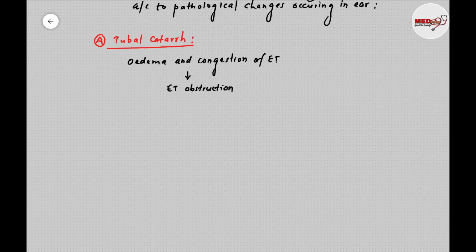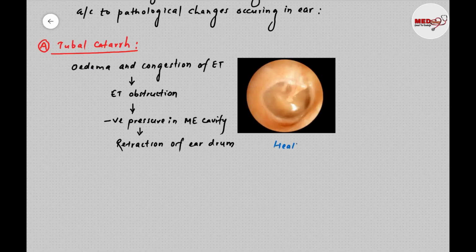The air inside the middle ear cavity is absorbed. The Eustachian tube cannot open and provide air to equalize the pressure. So there is negative pressure in the middle ear cavity that causes retraction of the eardrum. This is the picture of the healthy eardrum. The color of a healthy drum is light gray and we can see a clear cone of light in the healthy drum.